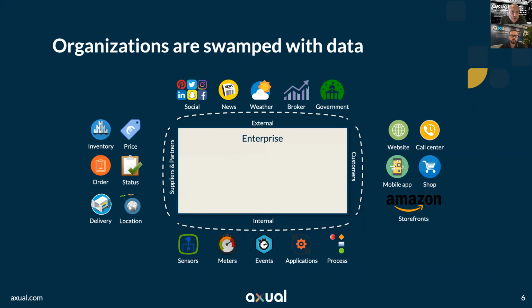Also from external sources, there's a lot of information flowing in from social media, from news sites, weather information, market broker information, governmental information about citizen registries or about public addresses that were updated. So data flowing in from all sides.